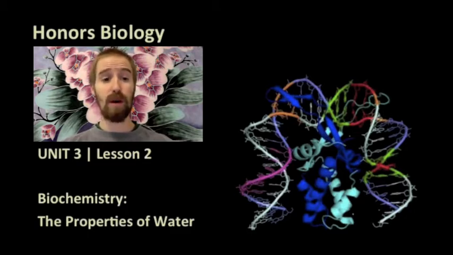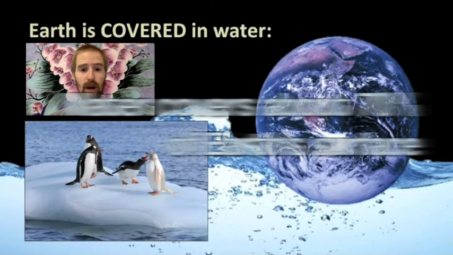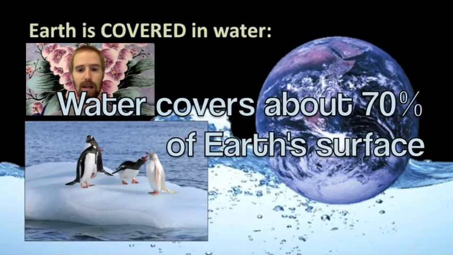Today we're going to be talking about water, specifically water molecules, and what makes these molecules so remarkable. Water is arguably one of the most important molecules on Earth. Without it, there would be no life as we know it. Earth is covered in water. That's why we call it the blue planet when seen from outer space.